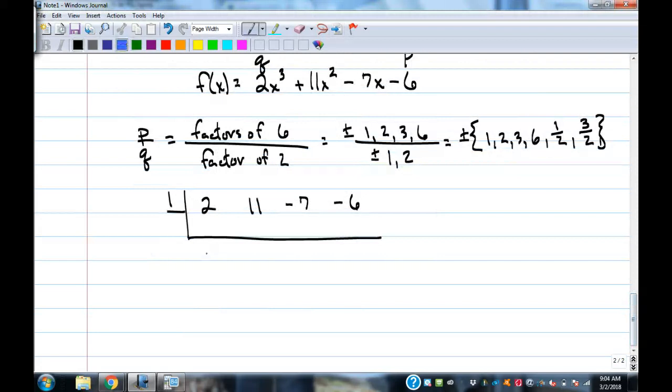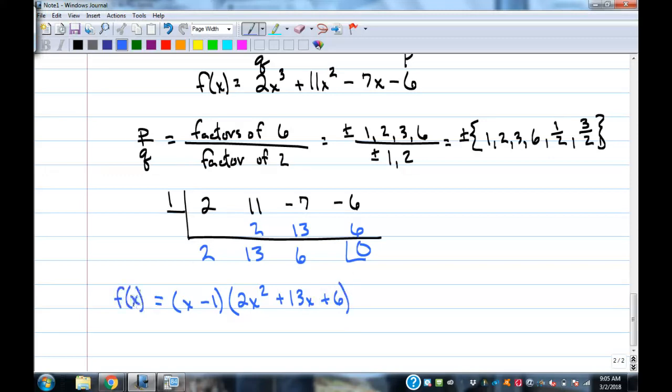Okay, run that through. And we get 2x² plus 13x plus 6. So we're factoring that polynomial. Because 1 is a 0, the factor that goes with the 0 of 1 is x minus 1.